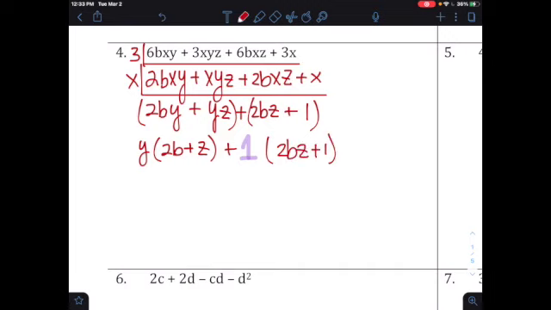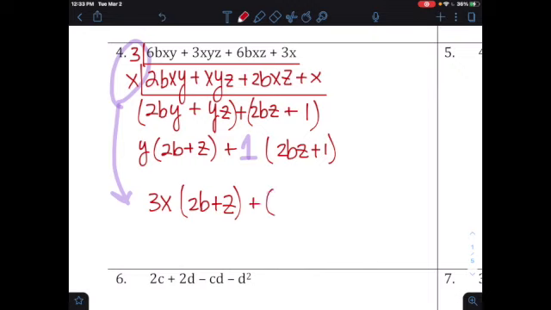And so when you rewrite it, you have something from before. So that's 3x comes down. So the 3x is going to be 3x times 2b plus z, what they have in common, plus whatever's left over, and that is going to be y plus 1. And that will be your answer for number 4. So you guys go ahead.